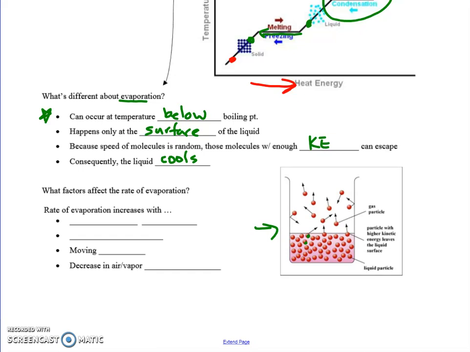So the faster ones escape, leaving the cooler ones behind. They jostle and jiggle each other, and every once in a while a collision occurs where one gets enough kinetic energy, if it's at the surface, to escape. And it's a very, very powerful cooling technique.